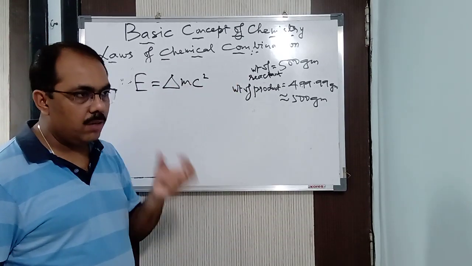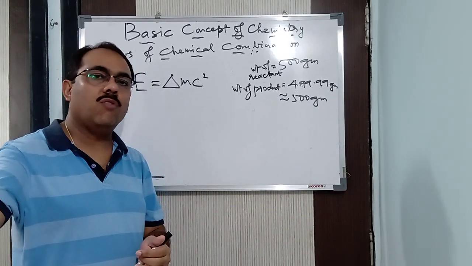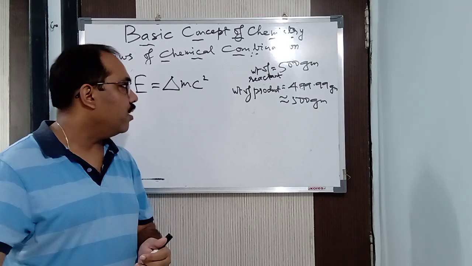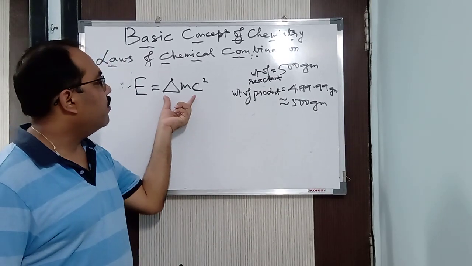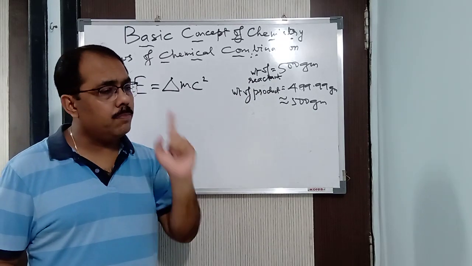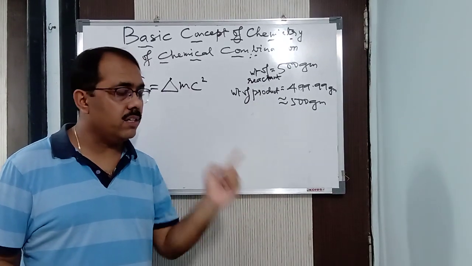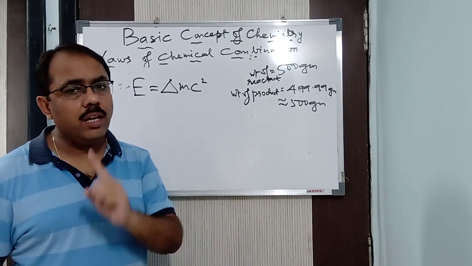Because when the light is falling upon that particular glass tube, the energy is being radiated out from the walls of the glass tube. Energy is being given out from the walls of the glass tube. So hence there is a loss in mass. But again I repeat, this is only possible in nuclear reactions or some other reactions, but it is not possible in ordinary chemical reactions.